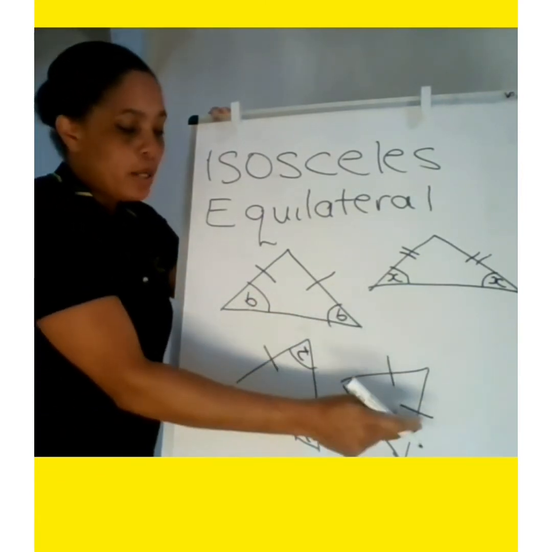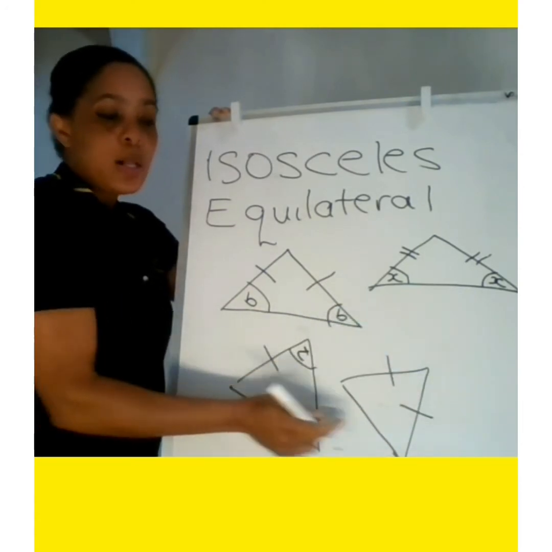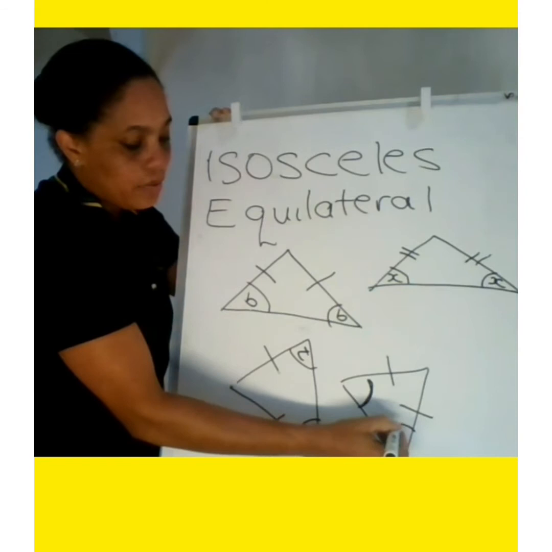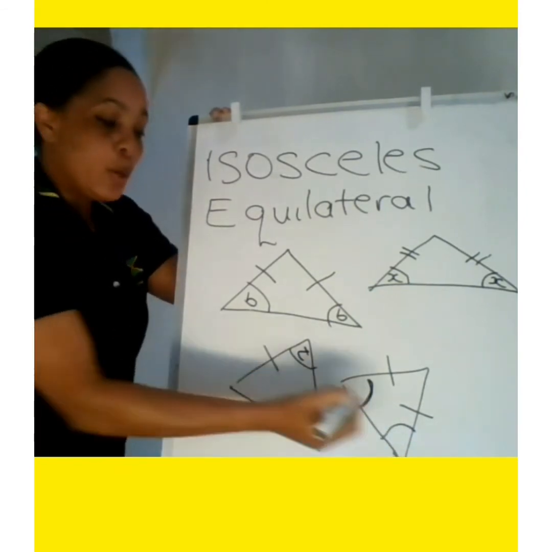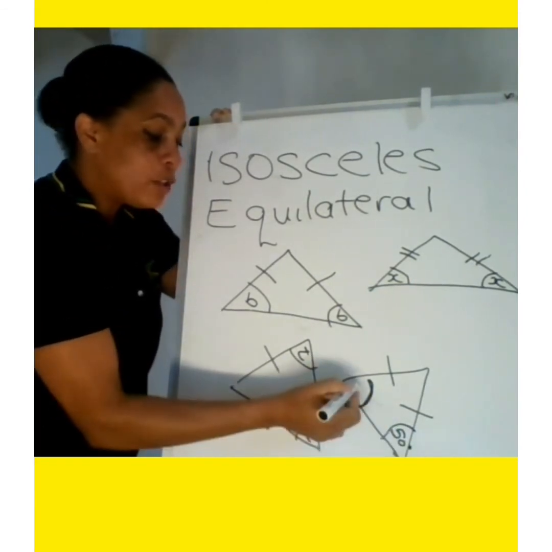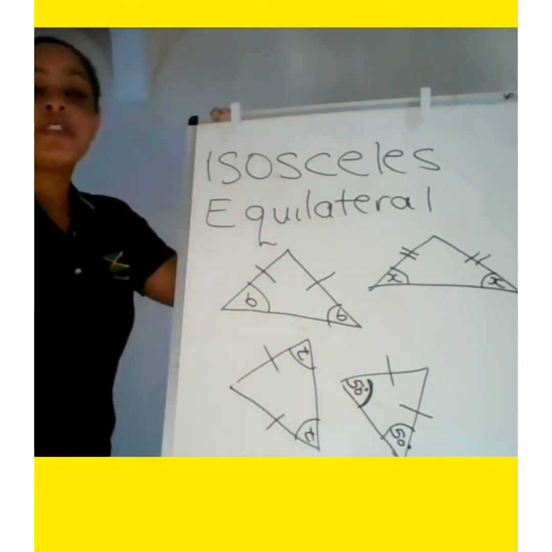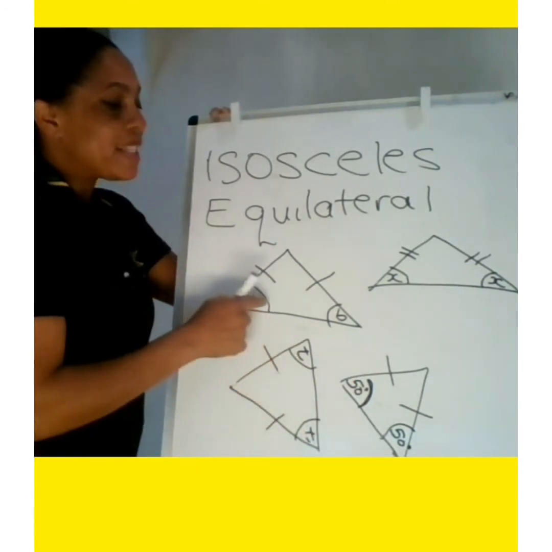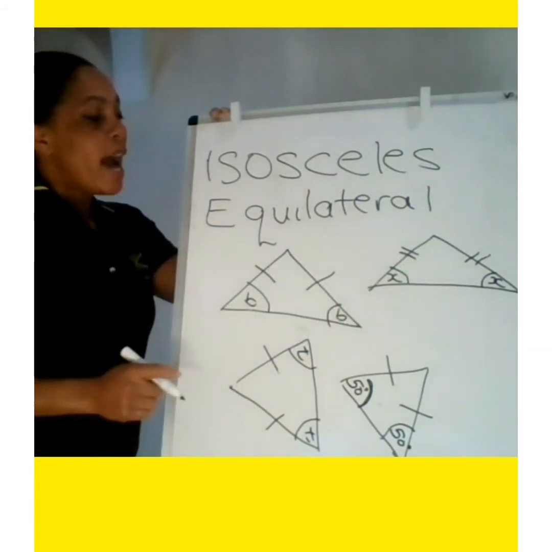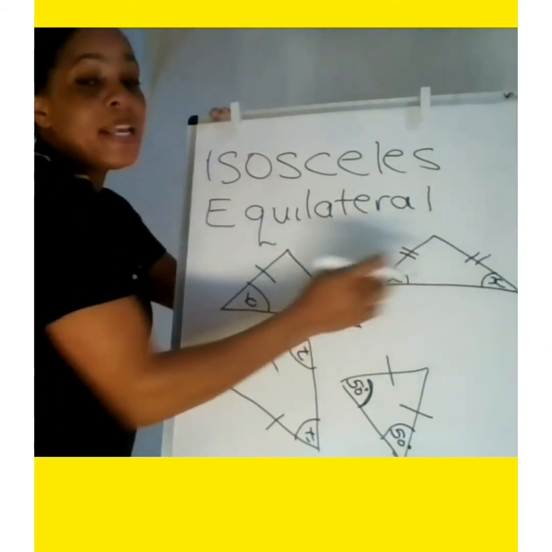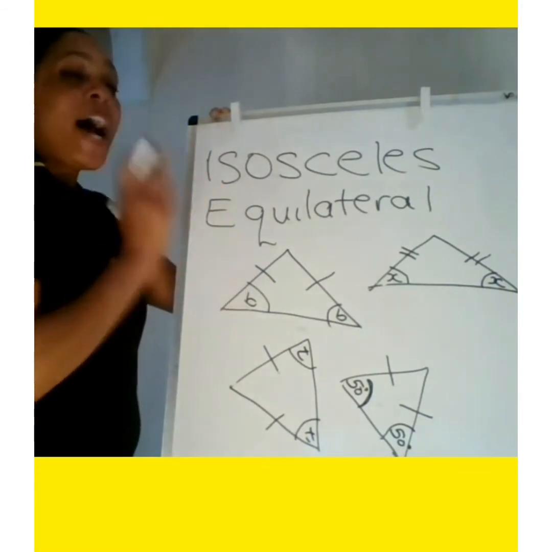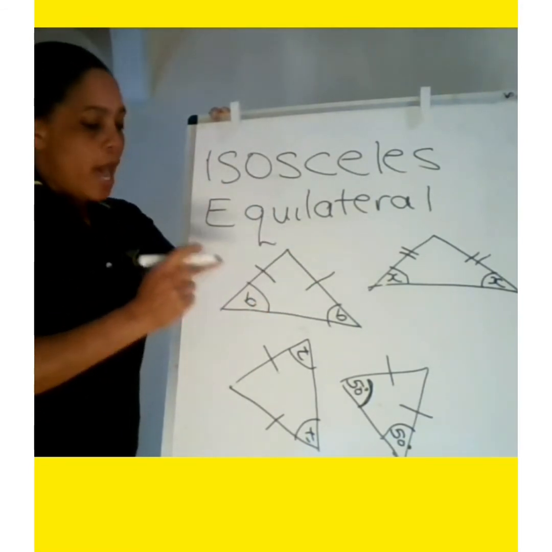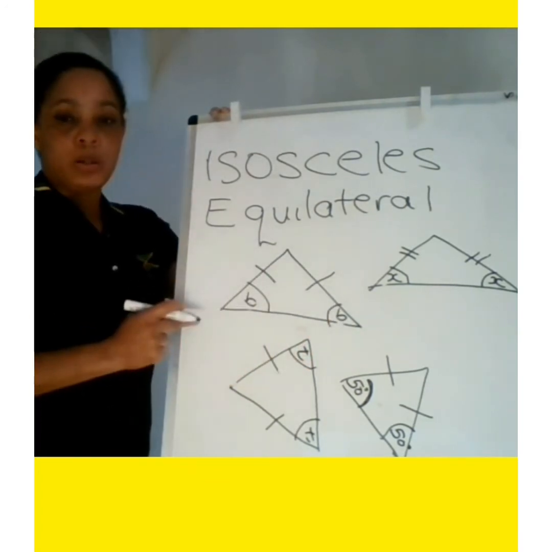If I look at this one, these two sides are equal. This angle and that angle, these are going to be the same. So let's say this was 50. If that was 50, this would have been 50 as well. These are what we call the base angles. So in an isosceles triangle, the base angles are equal. So an isosceles triangle has two sides that are equal and two angles that are equal.